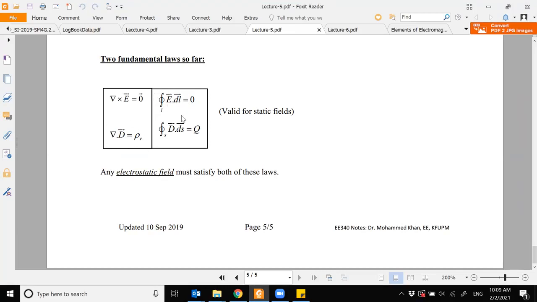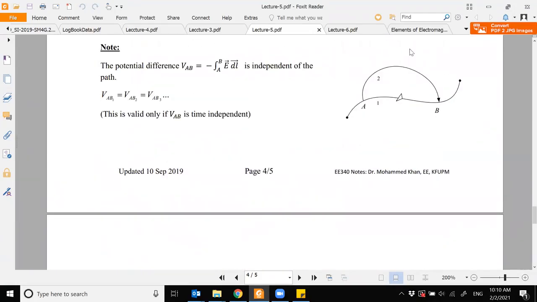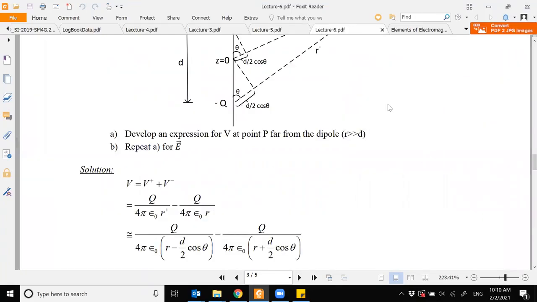The second important law that we have found is that the circulation of the electrostatic field along a closed path is 0. This is the integral form. In differential form, it is del cross E bar is equal to 0. So any vector field that satisfies these two laws is nothing but an electrostatic vector field. These are our two laws. Now let's go to our next lecture.